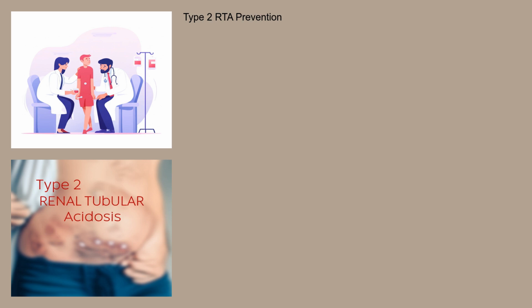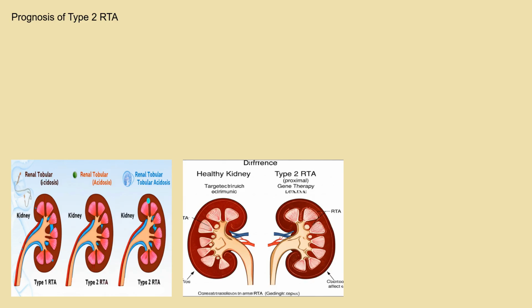Unfortunately, there aren't specific preventative measures for type 2 RTA, particularly in cases caused by genetic mutations. However, avoiding nephrotoxic medications and managing underlying conditions like multiple myeloma or autoimmune diseases can help prevent or minimize the severity of acquired cases. The prognosis for individuals with type 2 RTA depends largely on the underlying cause and the effectiveness of treatment. With appropriate bicarbonate supplementation and treatment of any underlying conditions, most patients can lead relatively normal lives. However, untreated or poorly managed RTA can lead to chronic kidney disease, bone disease, and growth retardation in children.